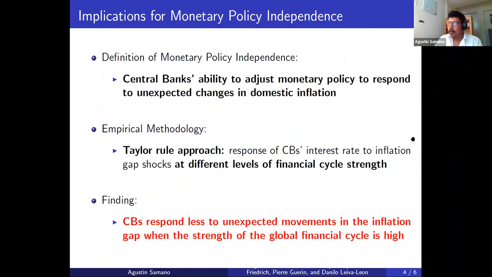Then, in terms of implications for monetary policy, the main finding is that the central bank responds less to unexpected movements in the inflation gap when the strength of the global financial cycle is high. So the point is that we found that in these times, monetary policy is less independent.